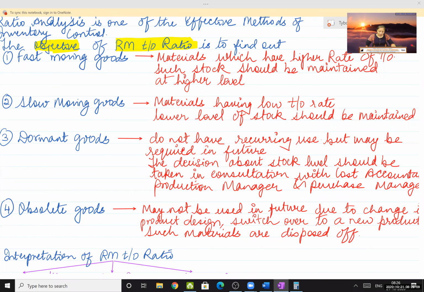The decision about stock level: to keep dormant goods in your godown, this should be decided with the help of a cost accountant.